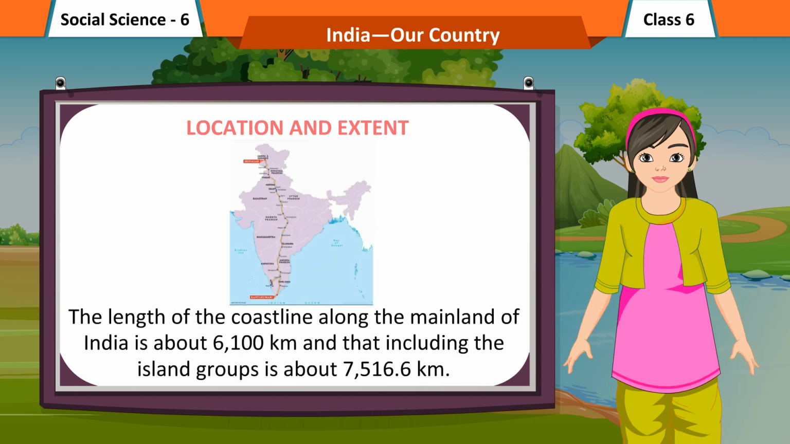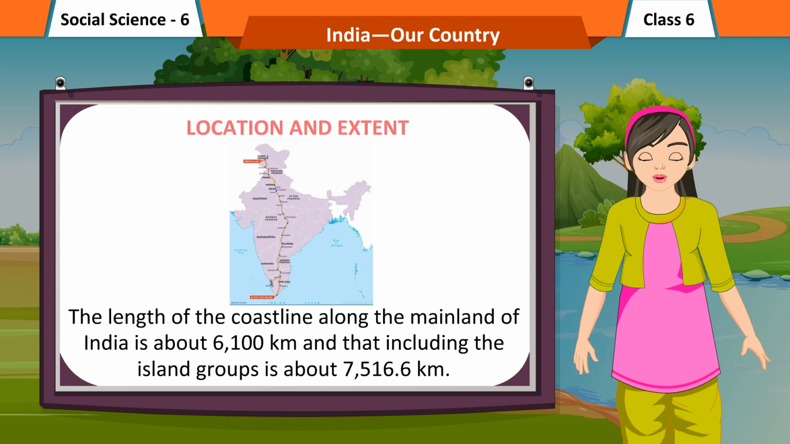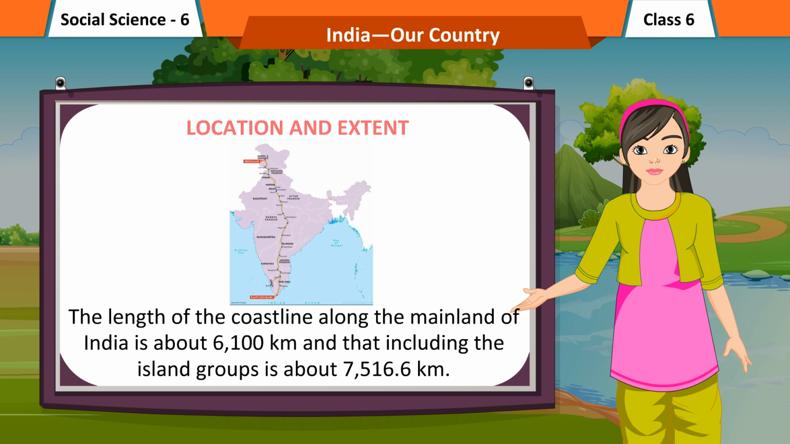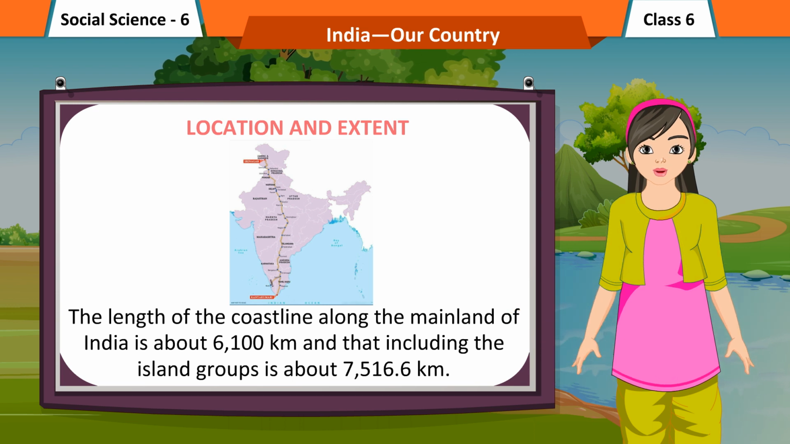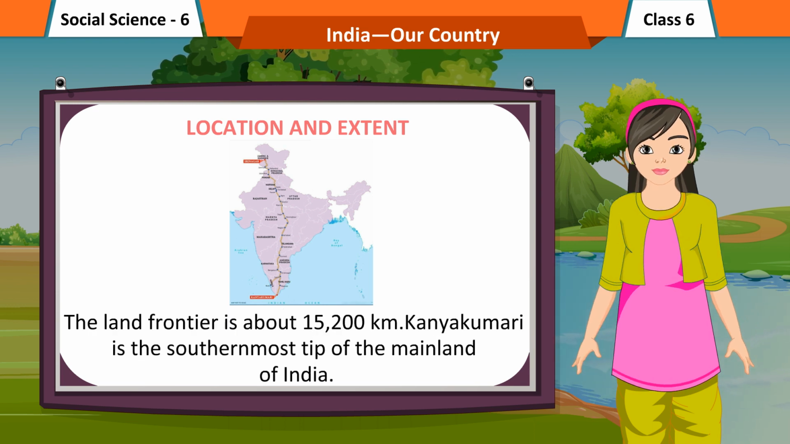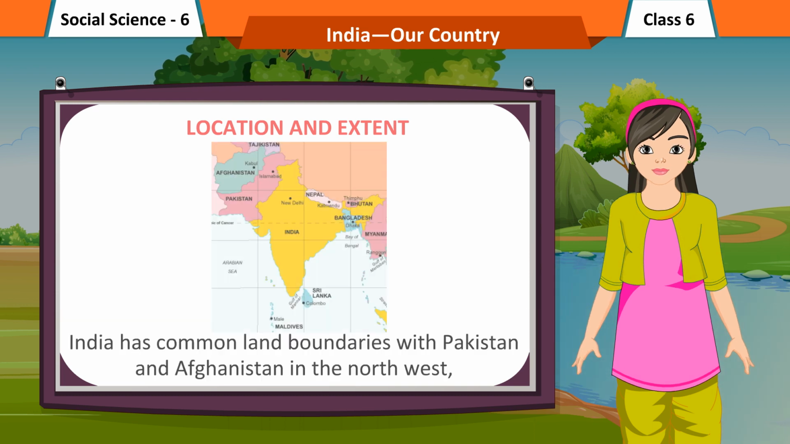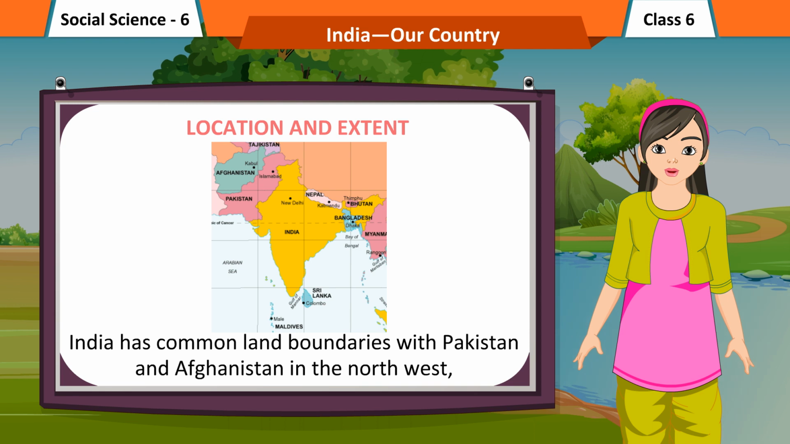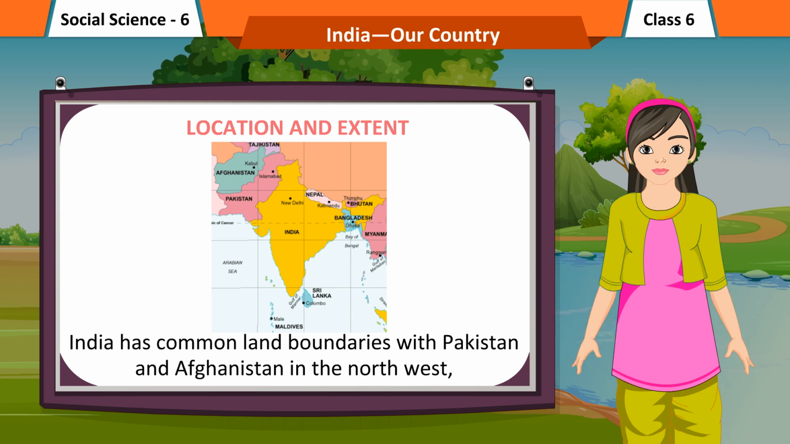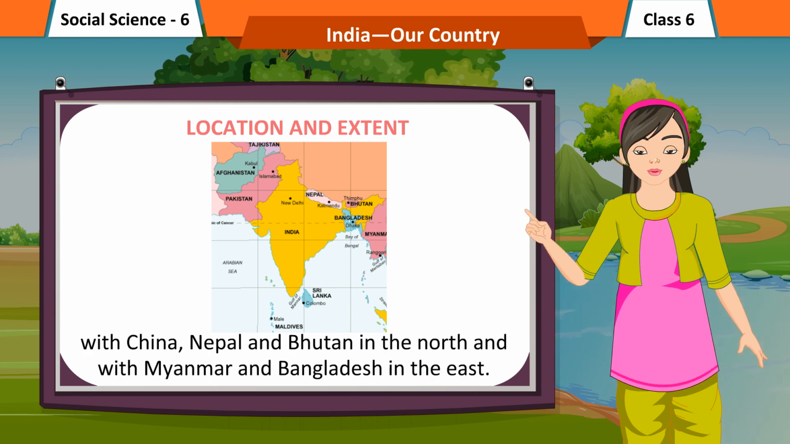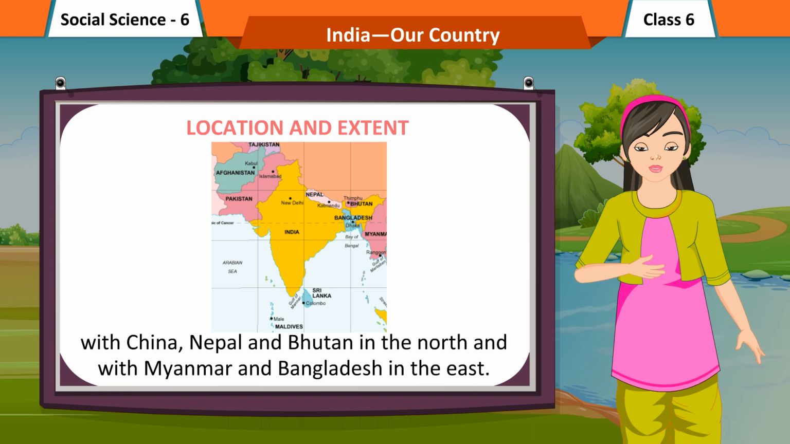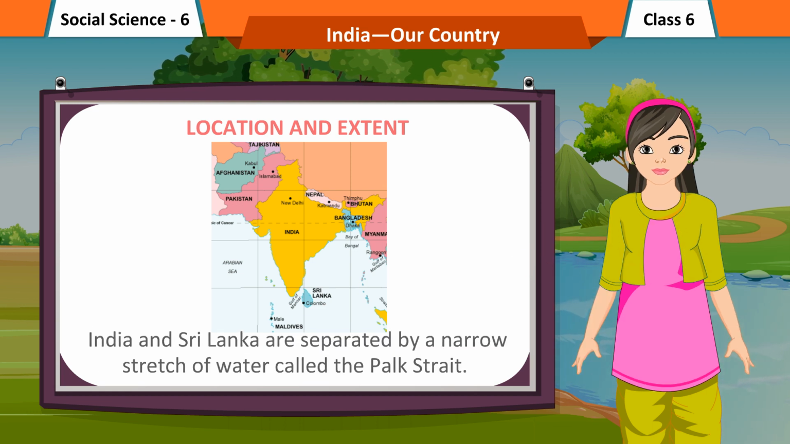The length of the coastline along the mainland of India is about 6,100 kilometers, and that including the island groups is about 7,516.6 kilometers. The land frontier is about 15,200 kilometers. Kanyakumari is the southernmost tip of the mainland of India. India has common land boundaries with Pakistan and Afghanistan in the northwest, with China, Nepal and Bhutan in the north, and with Myanmar and Bangladesh in the east.